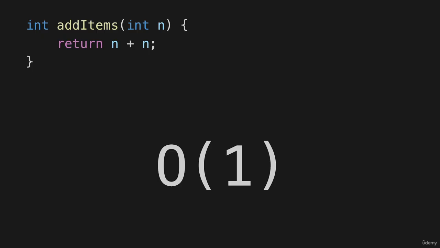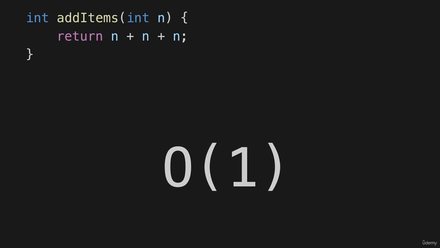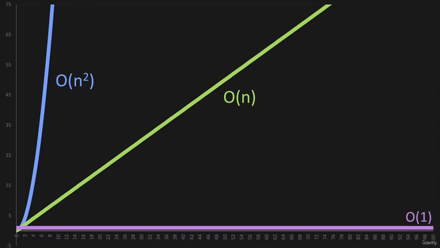But what if instead of having n plus n, we had n plus n plus n? Well, now this would be two operations, and you could call that O of 2. But as you may have guessed, we're going to simplify this, and we're still going to call this O of 1. So now let's take a look at O of 1 on the graph.